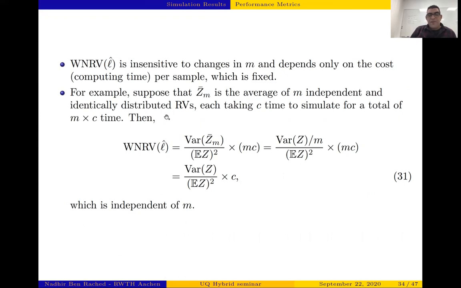So to convince you, suppose that Zm bar is the average of M independent and identically distributed random variables, each taking C time to simulate, for a total of M times C time. Then the work normalized relative variance is equal to the variance of this estimator over the mean square times the total computing time, which is M times C. And then there is a simplification here, M disappears. And finally, we see that the work normalized relative variance does not depend on the choice of M. It depends only on the cost per sample and of course the variance.